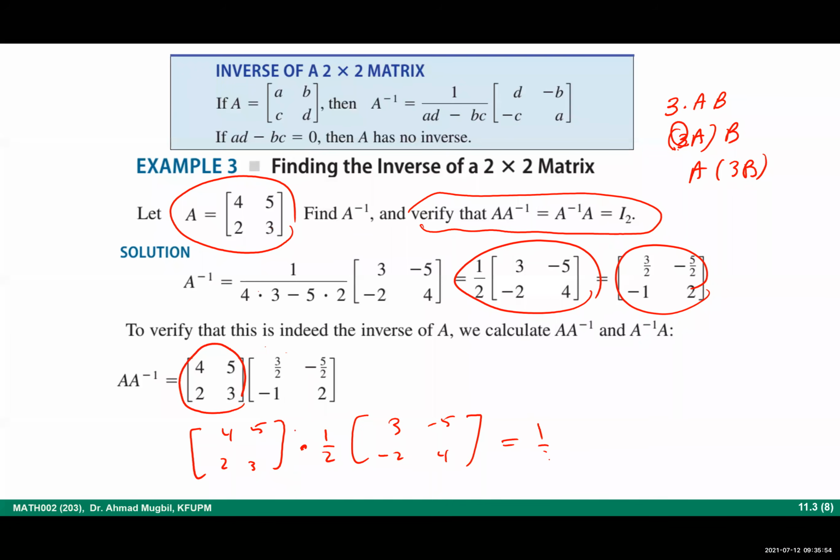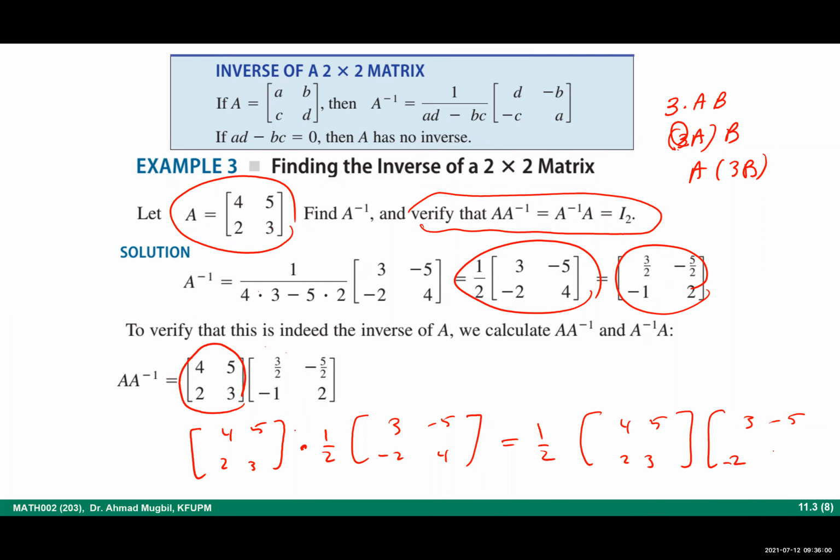Take the half out, multiply 4, 5, 2, and 3 by 3, -5, -2, and 4. So easy now, no fractions here. But here, when you multiply, you have fractions. So what you will get if you continue, you will get a half. And this matrix, if you multiply it, 4, 12 minus 10, you will get 2, 0, 0, 2. You will get, of course, after that, the identity, which will lead to 1, 0, 0, 1.